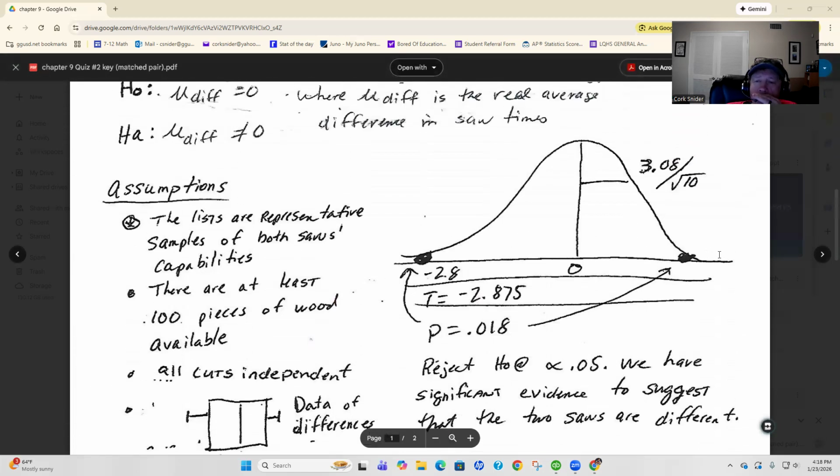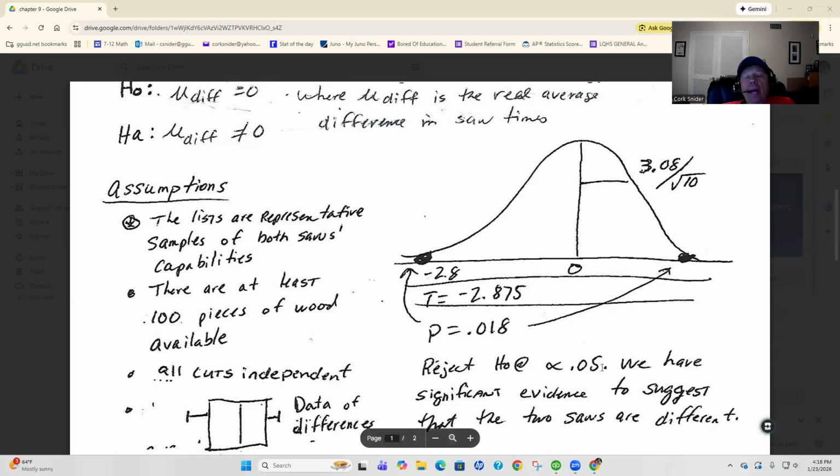Now, when you go to Desmos, you're going to go to t-test. You won't see a matched pairs t-test icon, just see t-test. Put a 0 there. That means there's no difference. Put -2.8 in the mean, and there's your standard deviation. Run the test, and you get a t-score of -2.875 and a p-value of 0.018. That 0.018 is split on two sides. That's why my arrows are there.